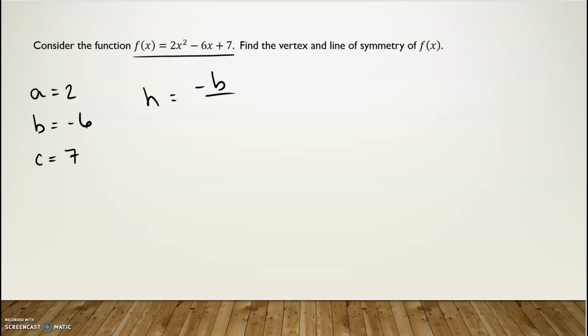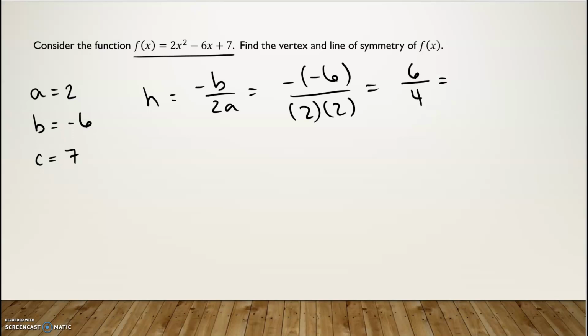So h is negative b over 2a. So negative, and b is negative 6. Okay, 2 times a is 2. So positive, or negative times a negative gives me positive, so 6 over 4. I can take a 2 out of both of those, so it'll be 3 over 2. Okay, so h is 3 over 2. To find k, all I'm going to do is plug in what I know for h into my function.